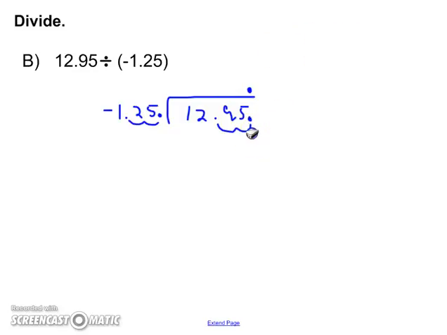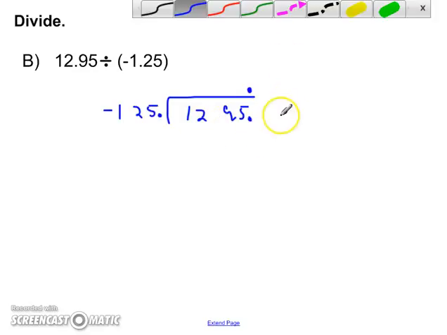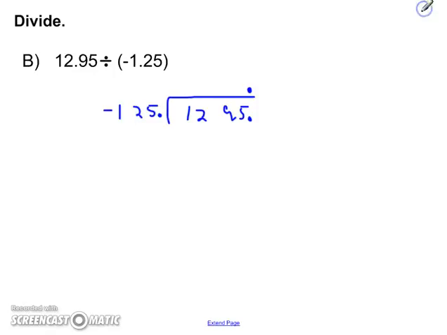So now, for the sake of having it out of the way, I'm going to go ahead and get rid of these. So what we're actually doing here is we're going to end up dividing 1,295 by 125. Okay? So now, how many times does 125 go into 1? Well, it doesn't. And again, if you want to use the X to show that you can't put it in there, fine. How many times does 125 go into 12? Well, it doesn't. Okay. How many times does 125 go into 129? Well, that is 1 time.